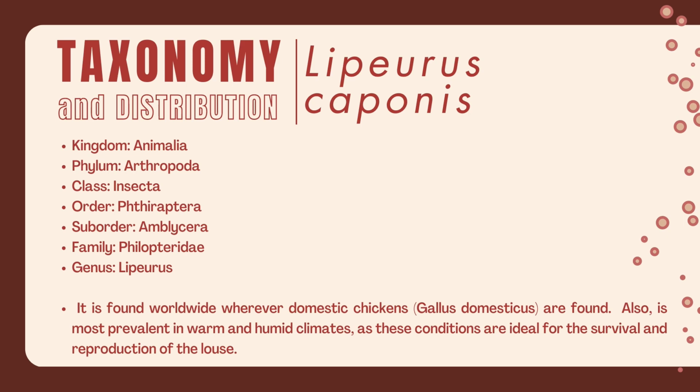The lice and their eggs, or nits, are typically found on the host's feathers, especially around the base of the feather shafts. One unique feature of Lepurus caponis is its highly adapted claws, which allow it to cling tightly to the feathers of its host. These claws are small, sharp, and numerous, allowing the lice to grip onto the feather shafts and prevent them from being dislodged easily. Specialized claws are essential for the louse's survival, as they allow it to maintain its position on the host while feeding and reproducing.